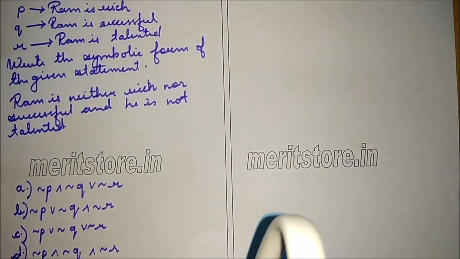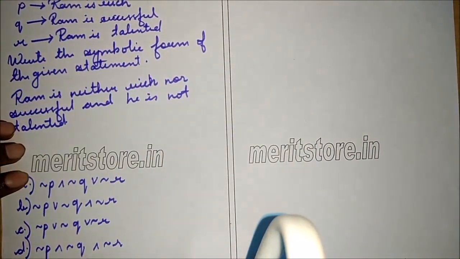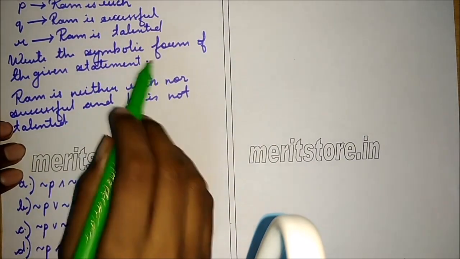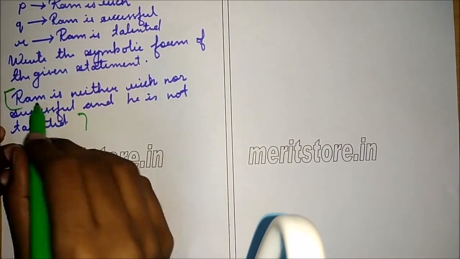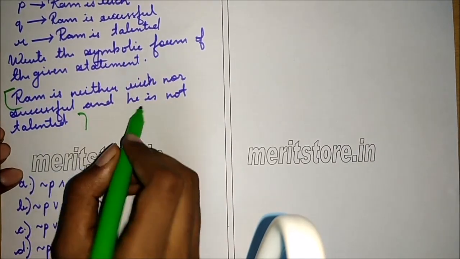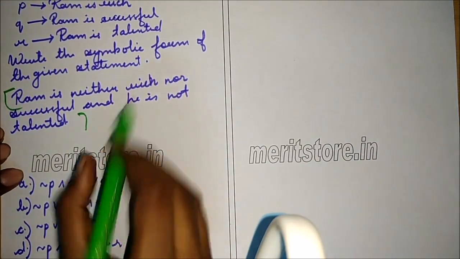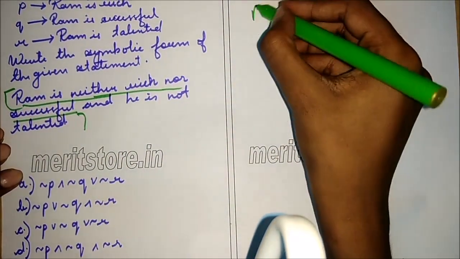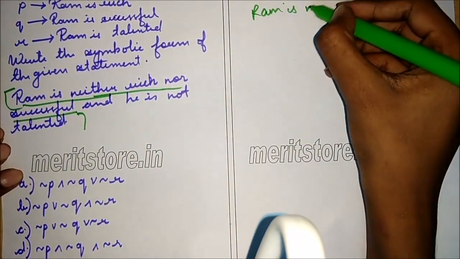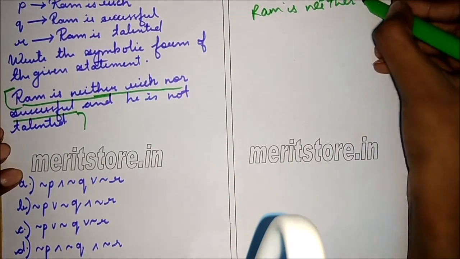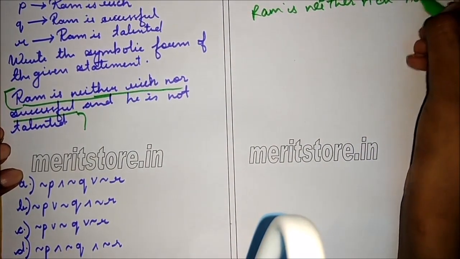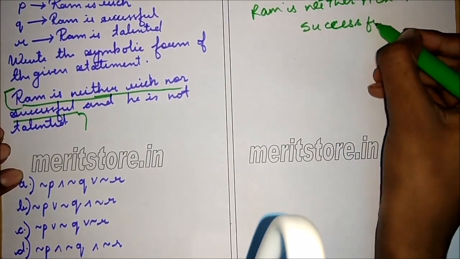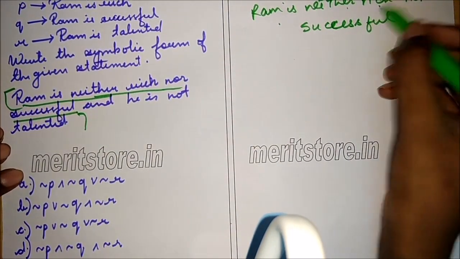P is a statement which says Ram is rich, Q is Ram is successful, and R is Ram is talented. So we have to write the symbolic form of this statement: Ram is neither rich nor successful and he is not talented. So let's first break down the statements. Ram is neither rich nor successful. This is the first part of the statement.